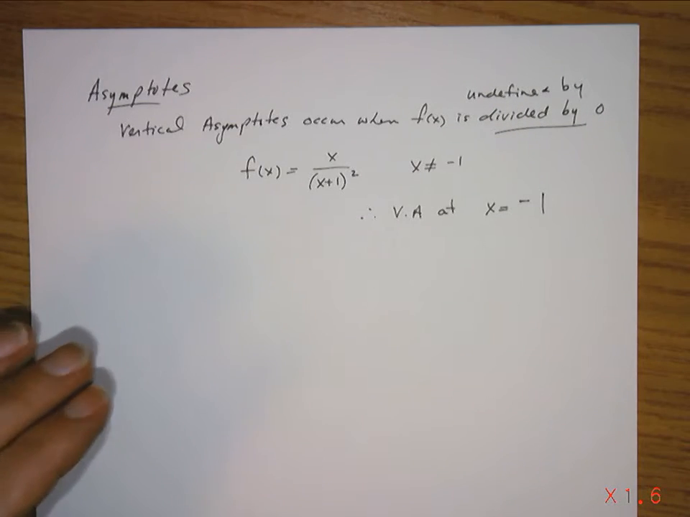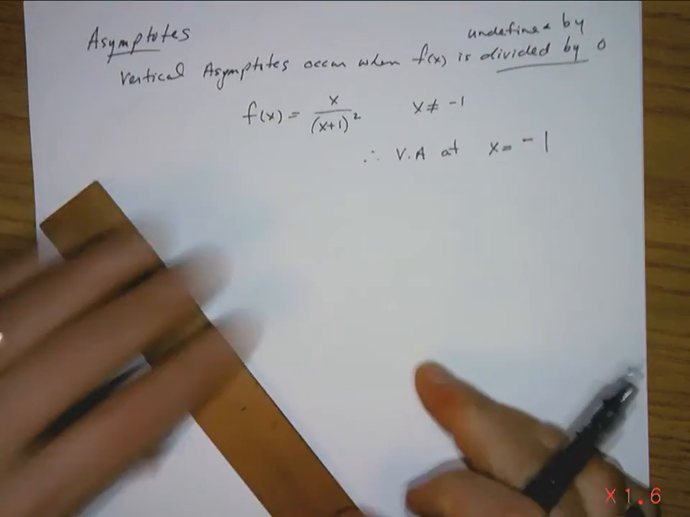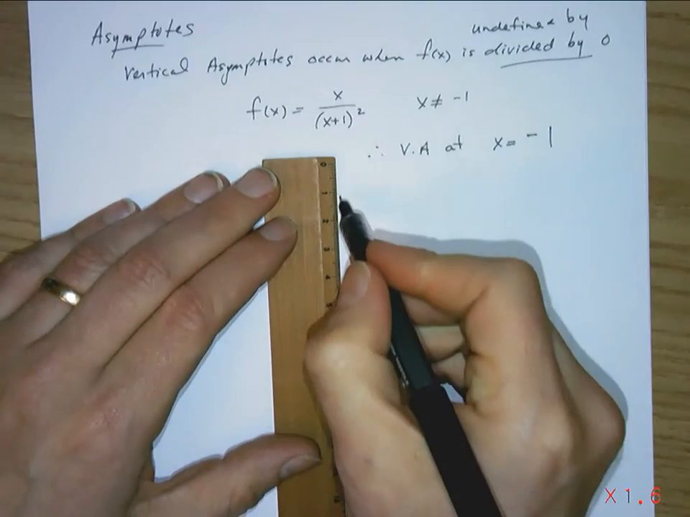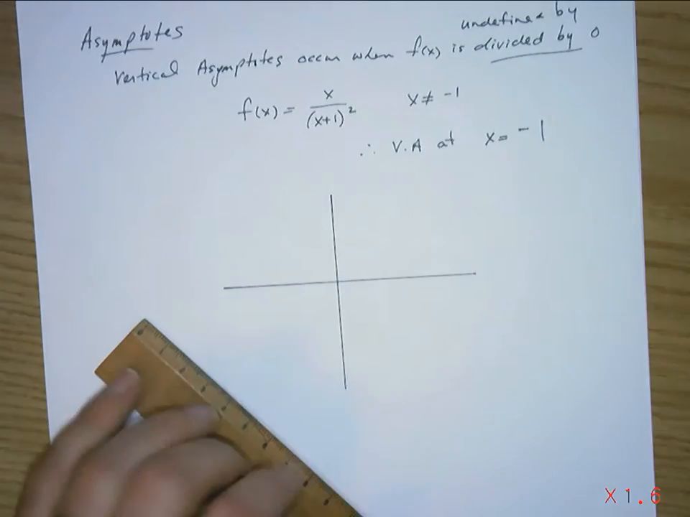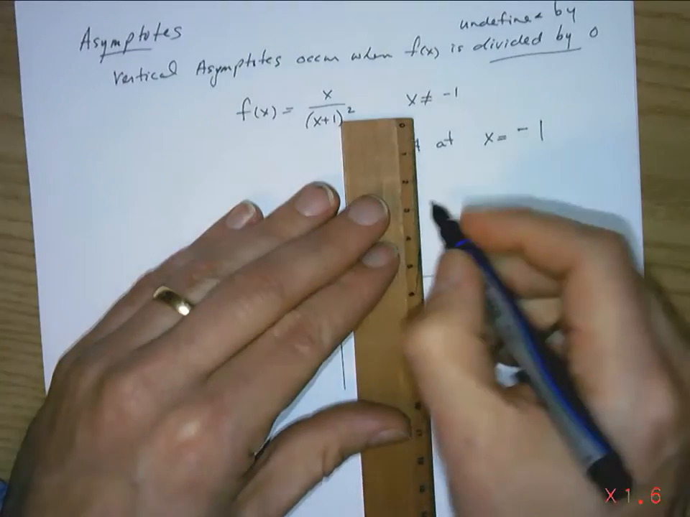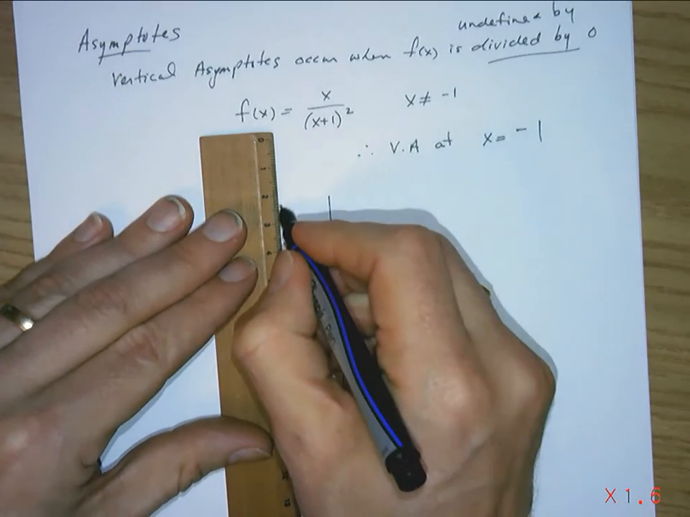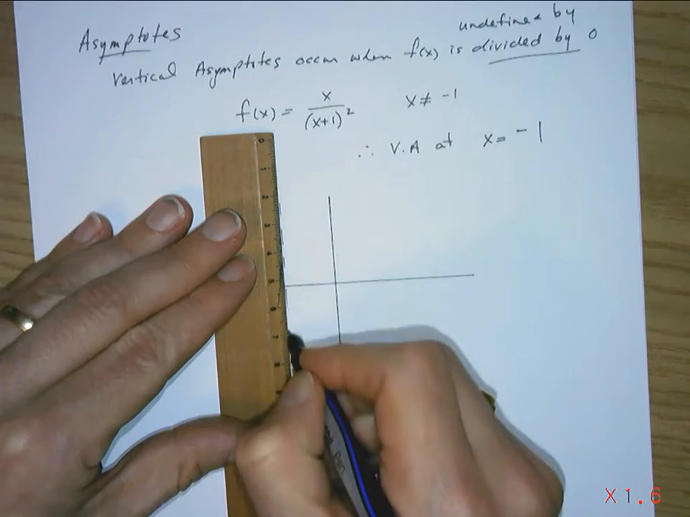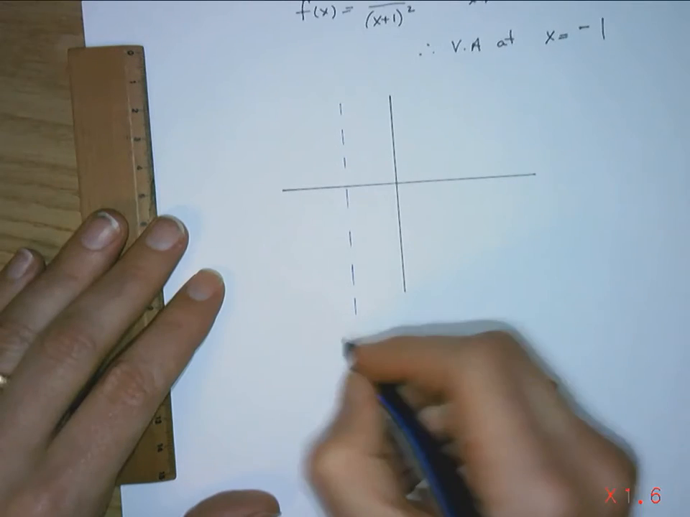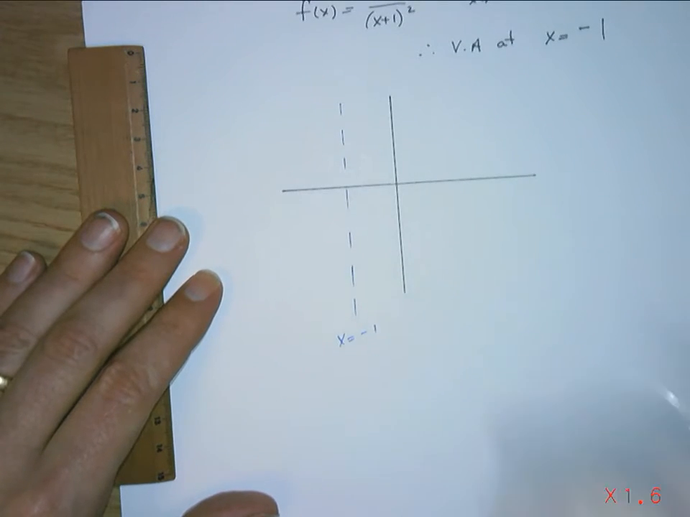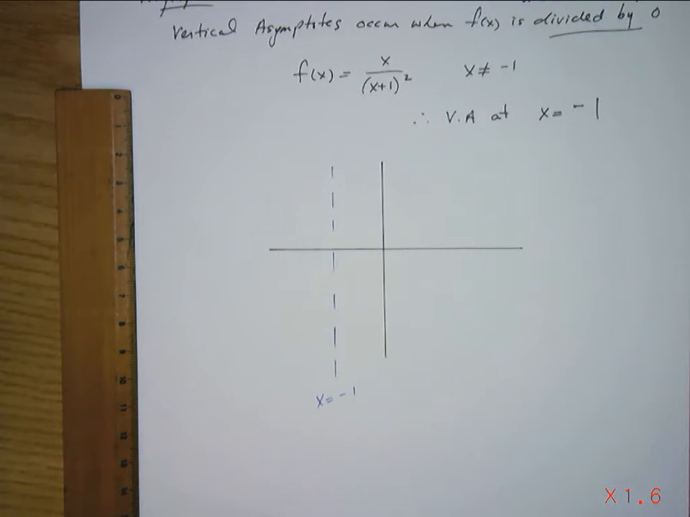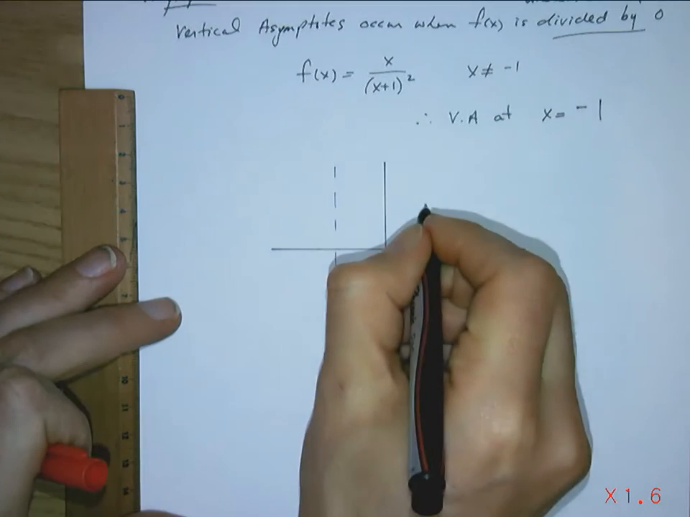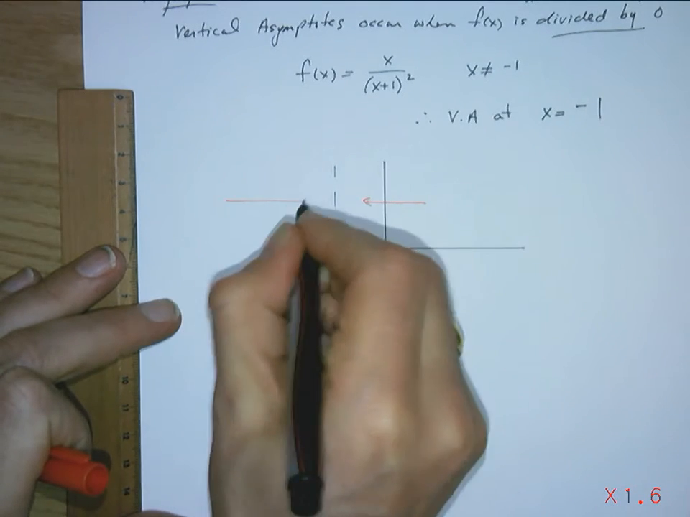Now looking for my ruler that I've got here. What that means is that there's my Cartesian plane, we're going to have a vertical asymptote right here. Okay? And what's going to happen is we're going to have our function approach it. Our function's going to be approaching that vertical asymptote both from this direction and from this direction.